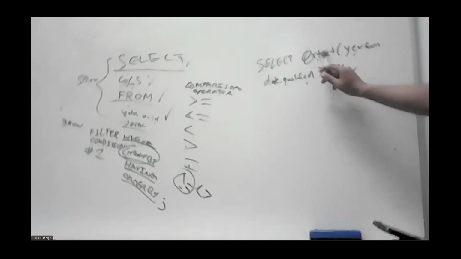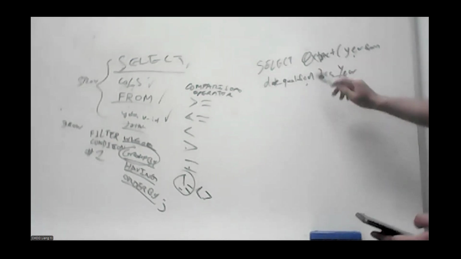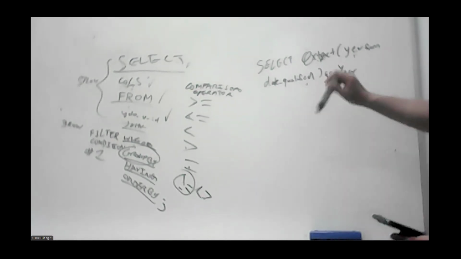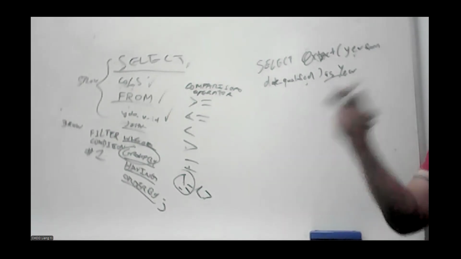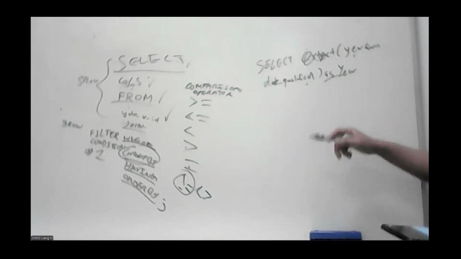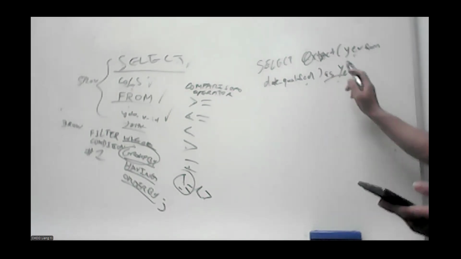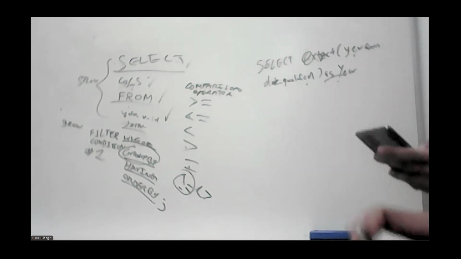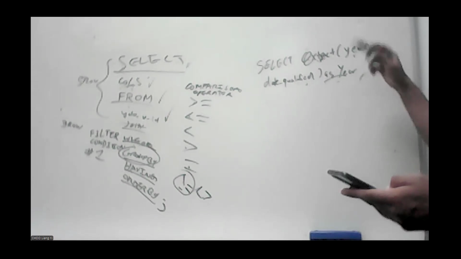You apply a scalar function called extract to it. Then this full result will return a column, which is an attribute. Then you name this column as year. That's why it's as year. This is called aliasing, giving a nickname. And then move on to the second one.